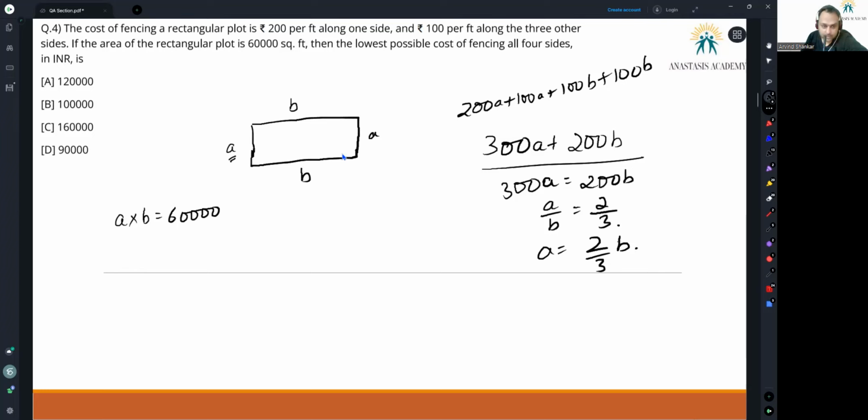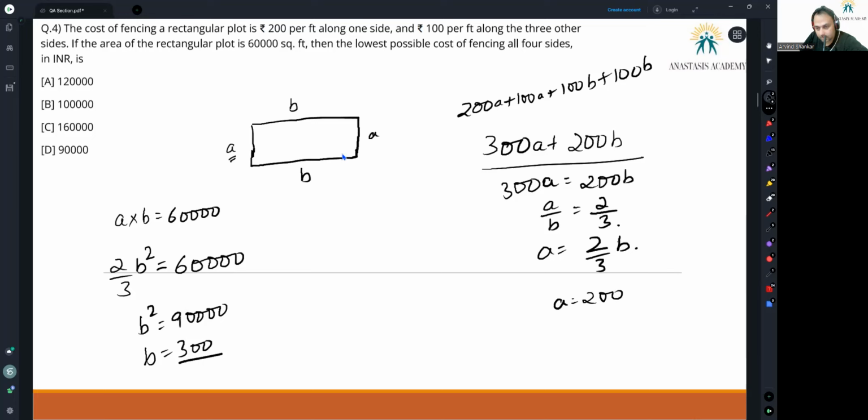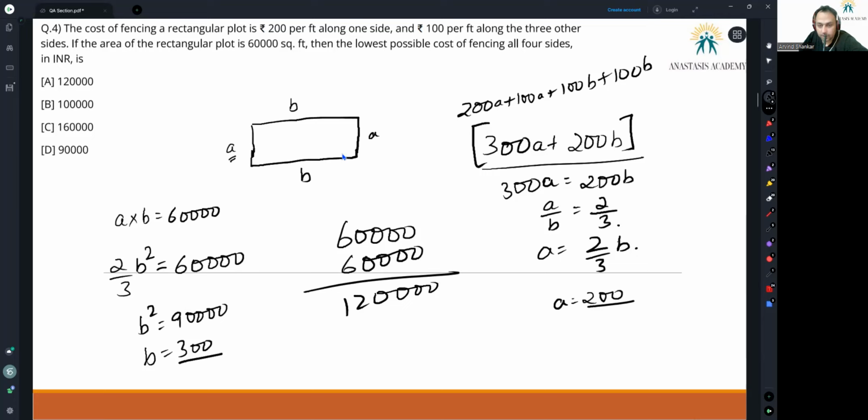Replace this in the original expression. We have 2 by 3B square is equal to 60,000, or B square is equal to 90,000, or B equal to 300. If B is 300, A is equal to 200. Once we have these numbers, let us get to our result. 300 into A gives me 60,000, and 200 into B gives me another 60,000. Altogether we reach 1,20,000, or option A is the answer. Okay.